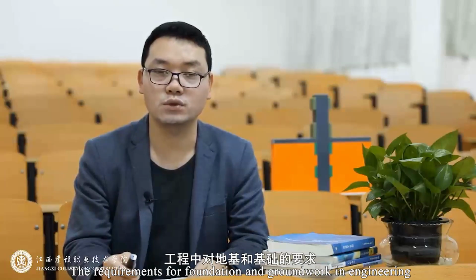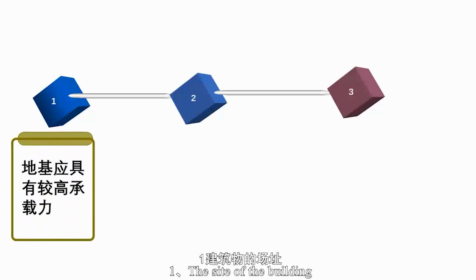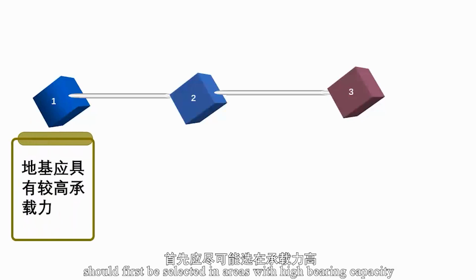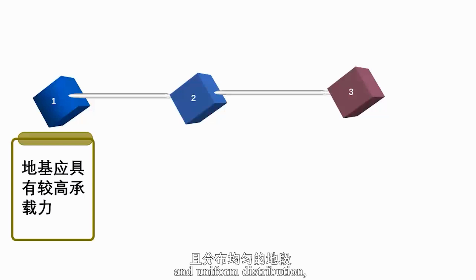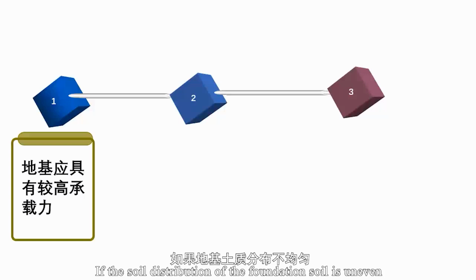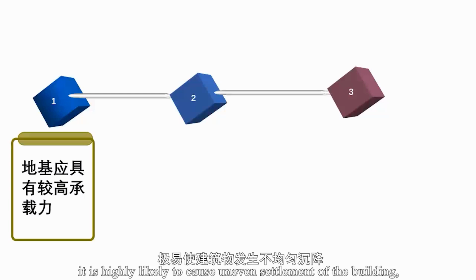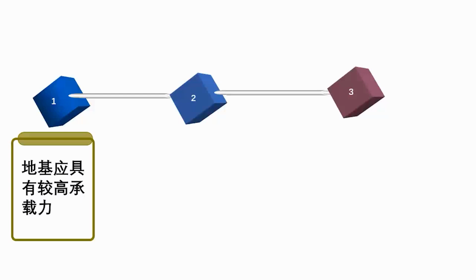The requirements for foundation and groundwork in engineering mainly include the following 3 points. 1. The site of the building should first be selected in areas with high bearing capacity and uniform distribution, such as rock, gravel, and sandy soil. If the soil distribution of the foundation soil is uneven or poorly treated, it is highly likely to cause uneven settlement of the building, leading to wall cracking, building tilting, and even damage.